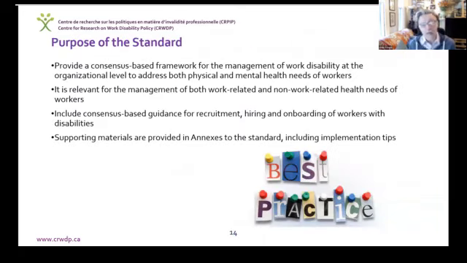Now, the purpose of the standard is to provide a consensus-based framework for the management of work disability at the organizational level. And it's really meant to address both physical and mental health needs of workers. So it's broadly encompassing of all health needs of workers. It's also relevant for both work-related and non-work-related health needs of workers. So it's not just about workers' compensation issues, but also other health needs of workers, whether they're work exposures from work or exposures outside of work. It also includes a consensus-based guidance for recruitment, hiring, and onboarding of workers with disabilities. And in the document, there's some supporting materials provided in the annex that include some tips for implementation.